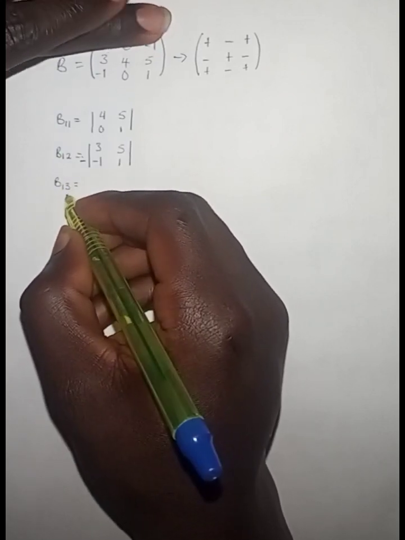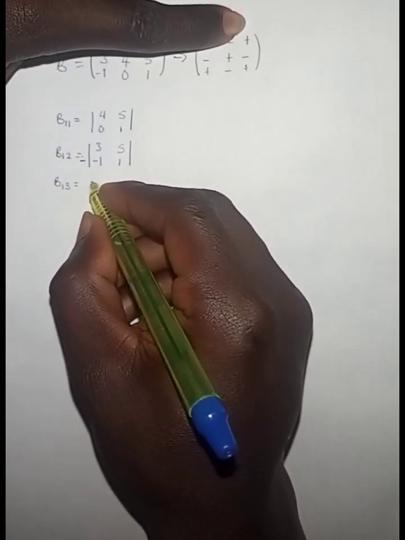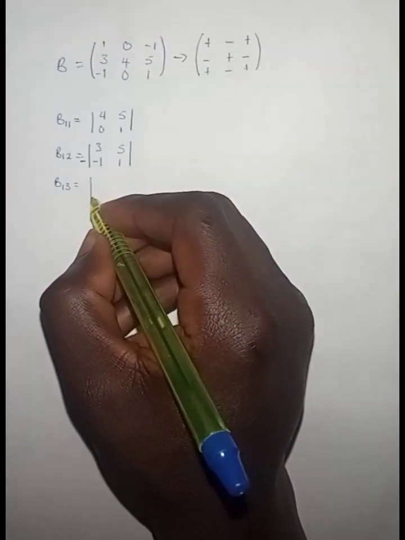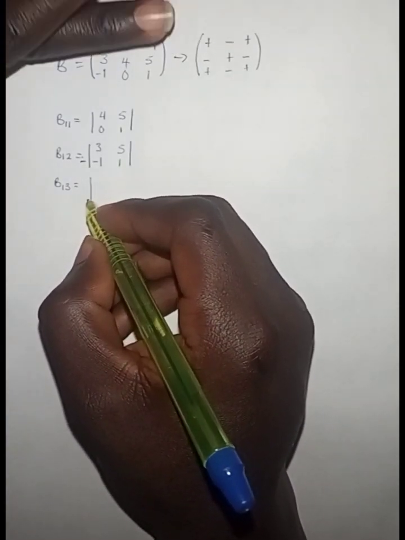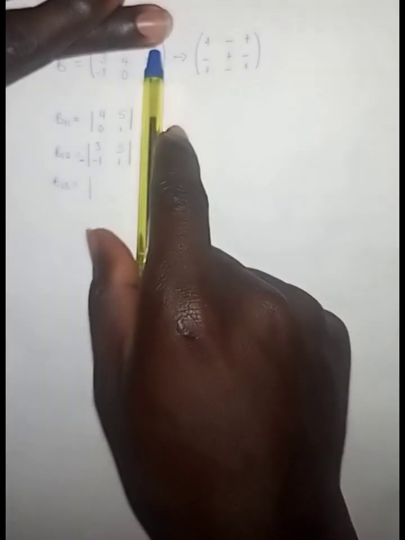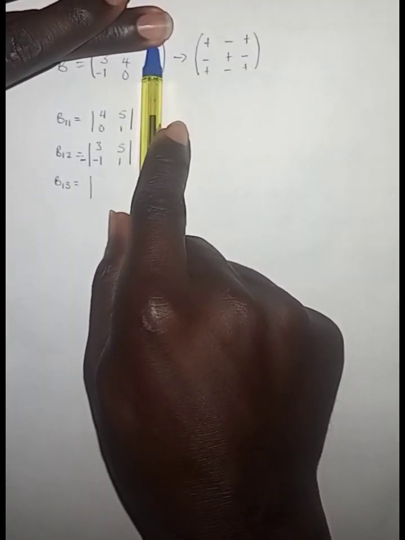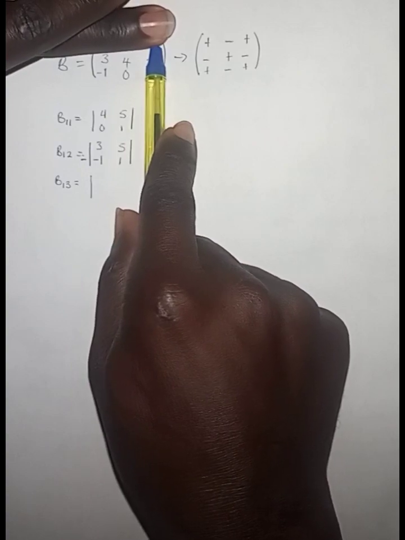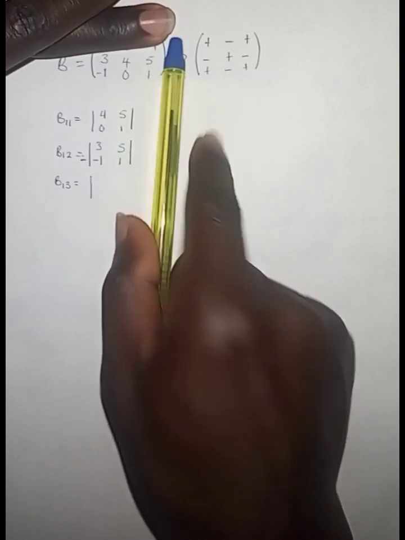B13, the sign is plus. We block row 1, column 3, and we're left with 3, minus 1, 4, and 0.